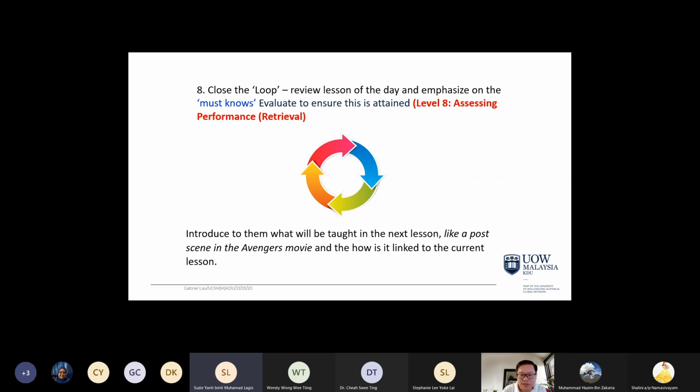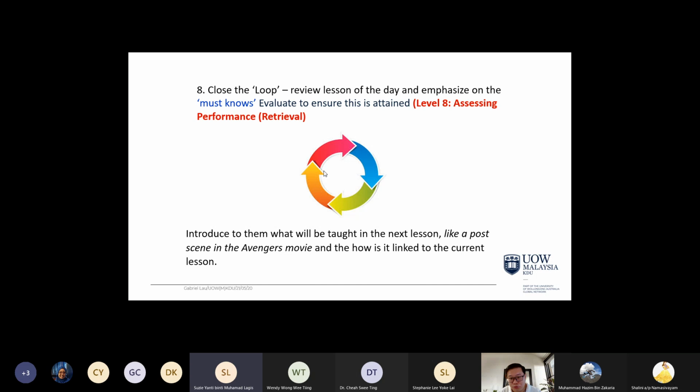So when we do our lesson, it is the same. Upon completing, you want to give students the post scene. Guys, next week, we're going to talk about this. And what we're going to talk about is related to what we just did. What we just did was this. This is what we're going to talk about next week. Look at the relation. So this is where we are heading towards. So students have anticipation. Okay. They want to learn. They want to understand. This is what we hope lah.